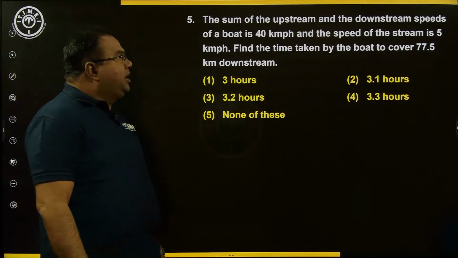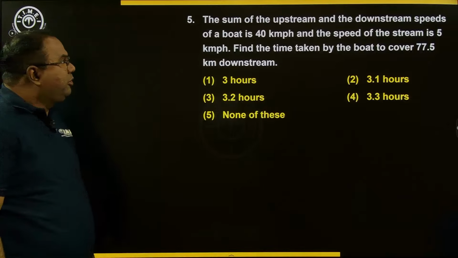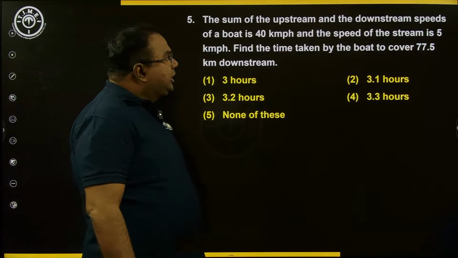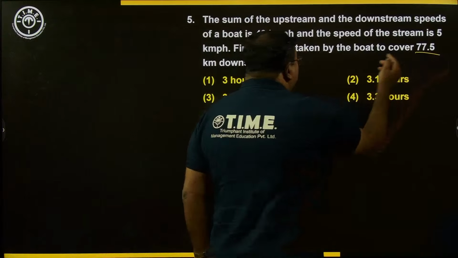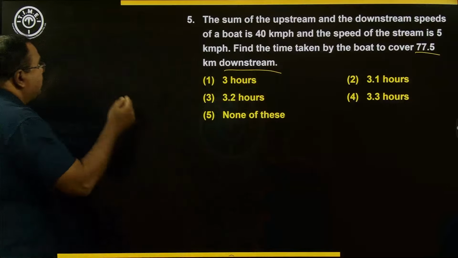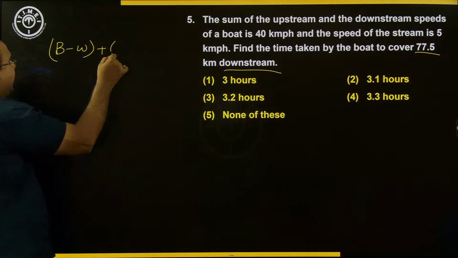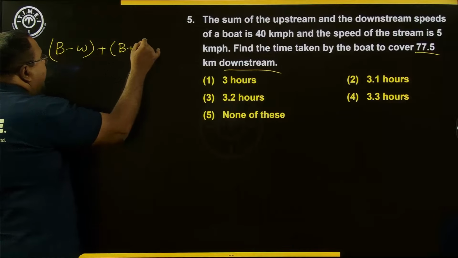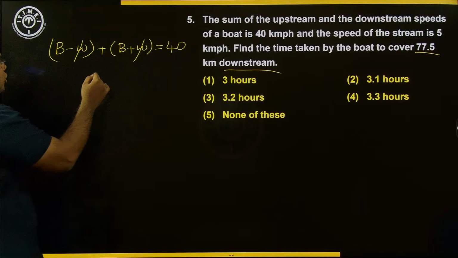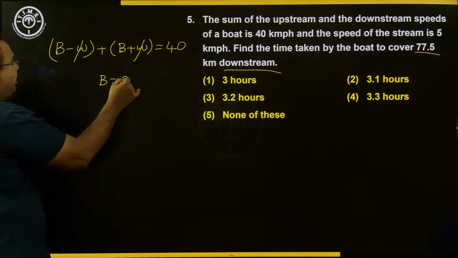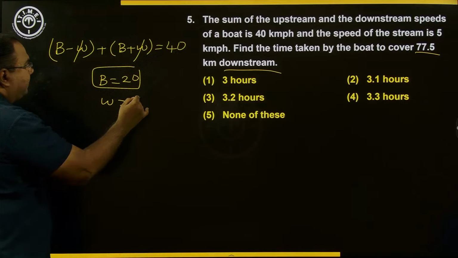Sum of the upstream and downstream speeds of a boat is 40 kilometers per hour and speed of the stream is 5 kilometers per hour. Find the time taken by the boat to cover 77.5 kilometers downstream. Okay. Sum of upstream and downstream. What is upstream speed? B minus W. Plus what is downstream speed? B plus W is equal to 40. If I add this, plus W minus W cancel, 2B is 40, my B will be 20. Already my W is given as, speed of the stream is given as 5.